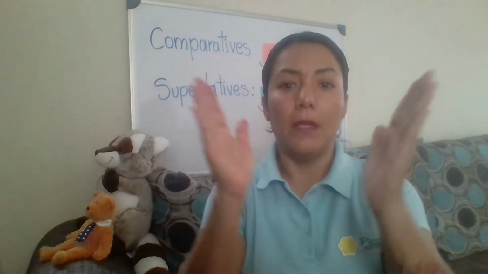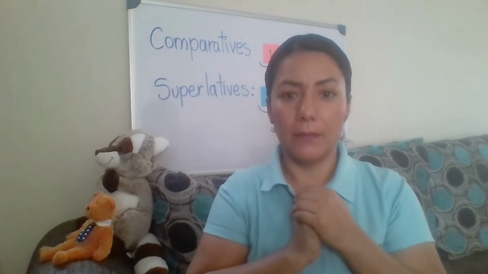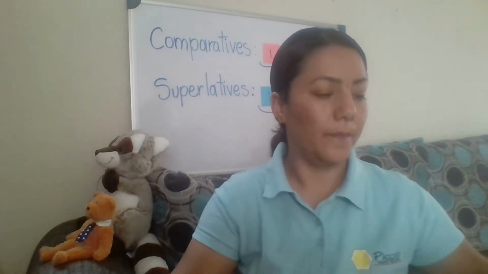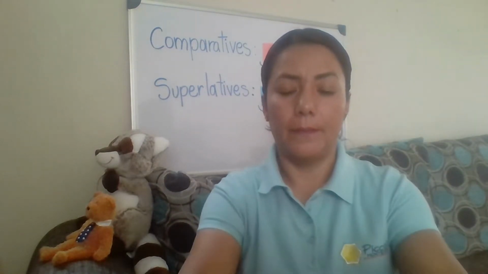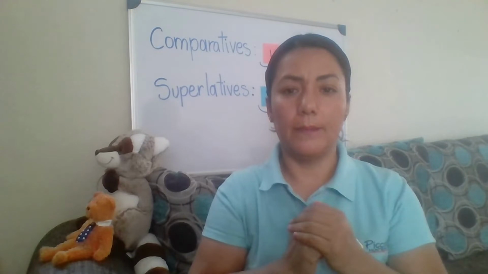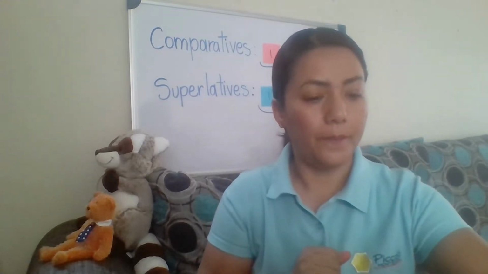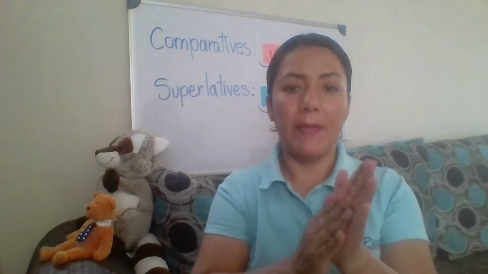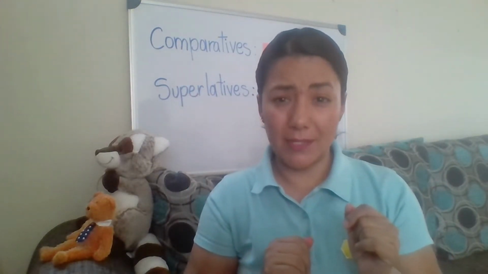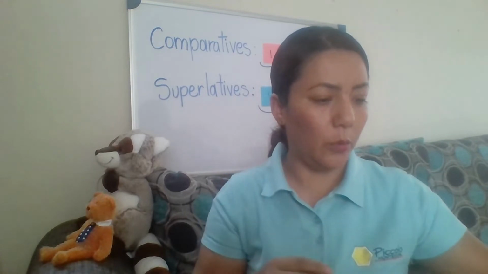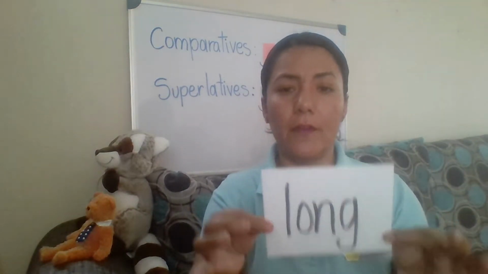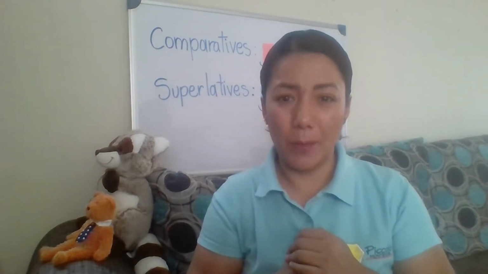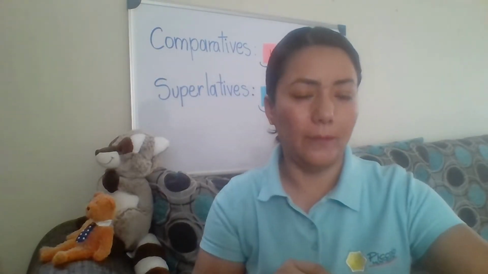Interesting. How many syllables? Thick. How many syllables? Just one. Peaceful. How many syllables is that adjective? Two syllables. Next adjective, long. How many syllables? One syllable.